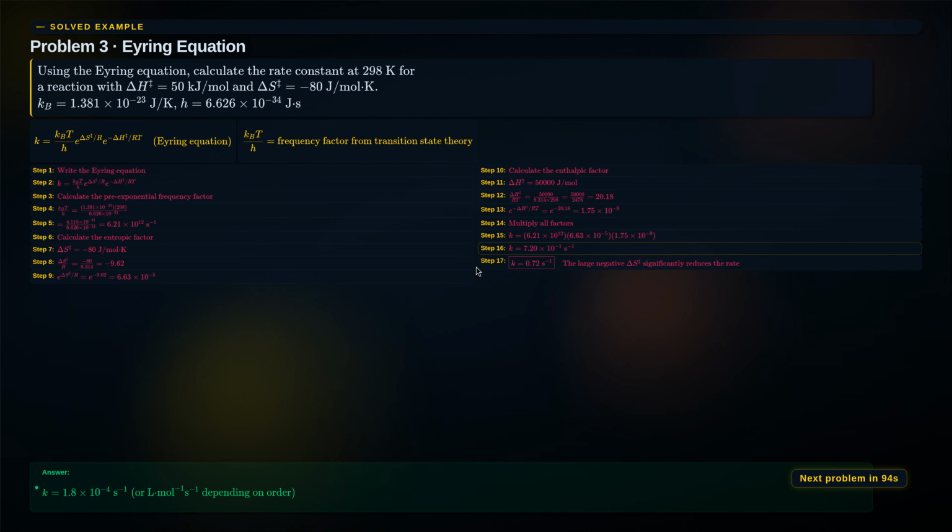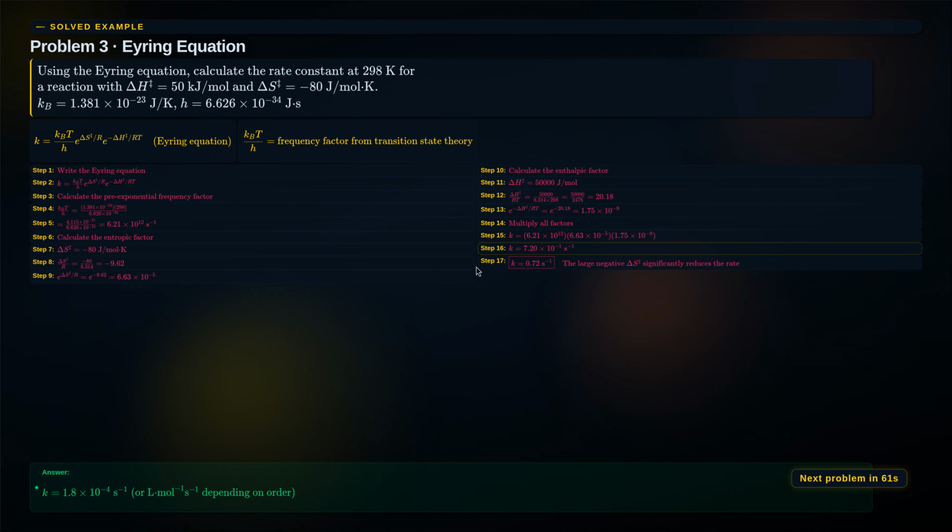The Eyring equation is k equals k_B T over h times e to the ΔS‡ over R times e to the negative ΔH‡ over RT. First, calculate the pre-exponential frequency factor. k_B T over h equals 1.381 times 10 to the minus 23 times 298 divided by 6.626 times 10 to the minus 34, giving 6.21 times 10 to the 12 per second.